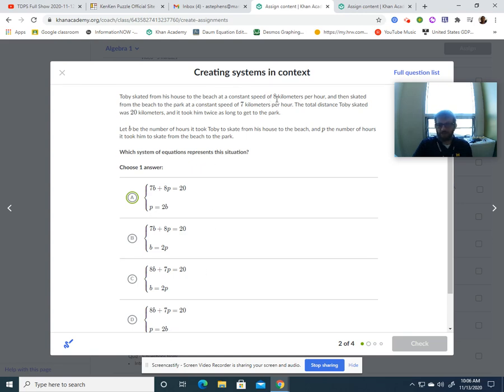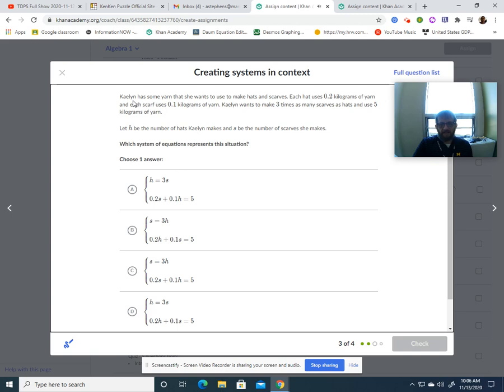Going to the beach, he skated at 8 kilometers per hour. So 8 times the time it took him to go to the beach is how far he went. Rate times time equals distance. So it's going to be D, because you take 8 for beach, 7 for park, right there.